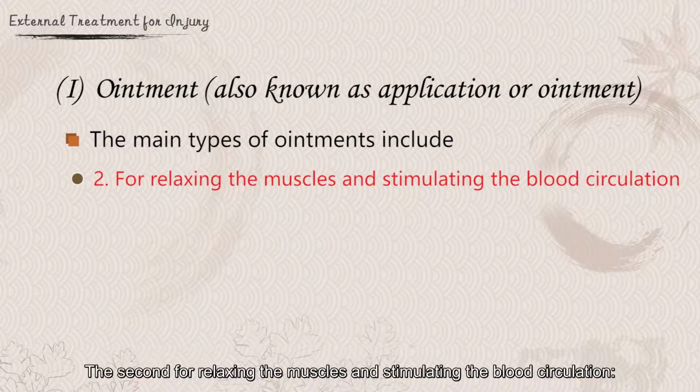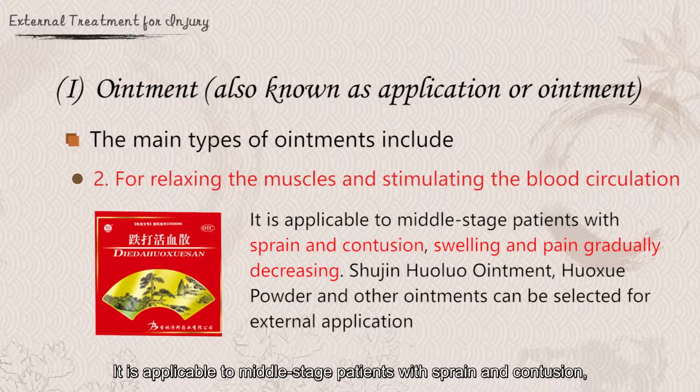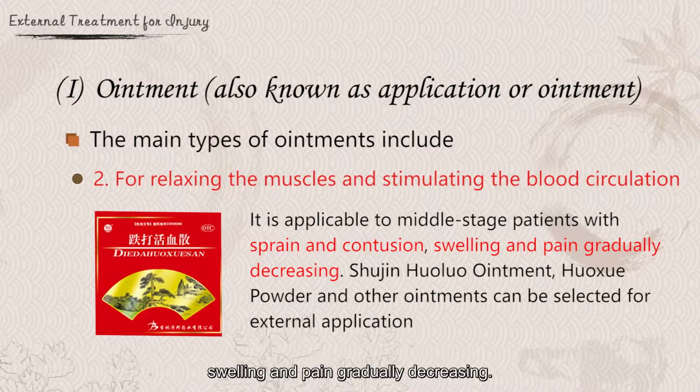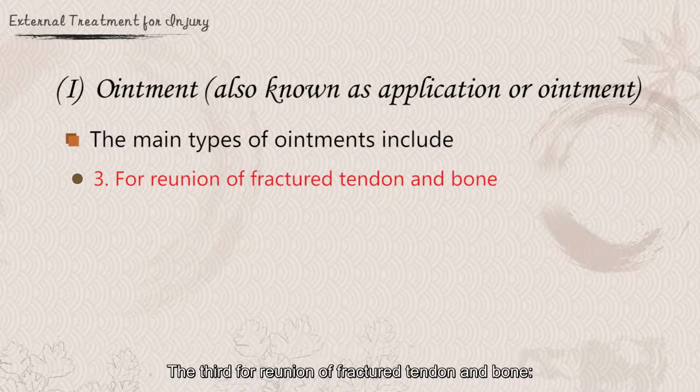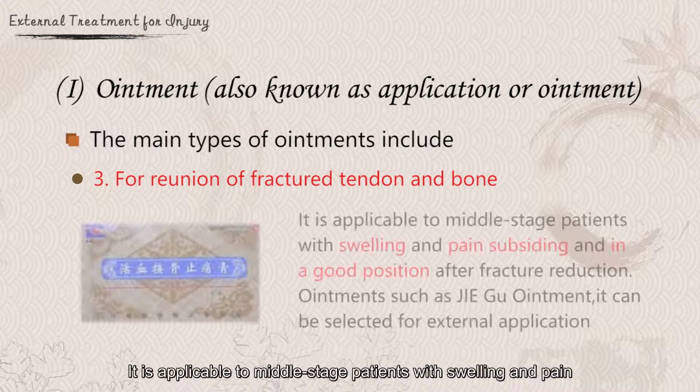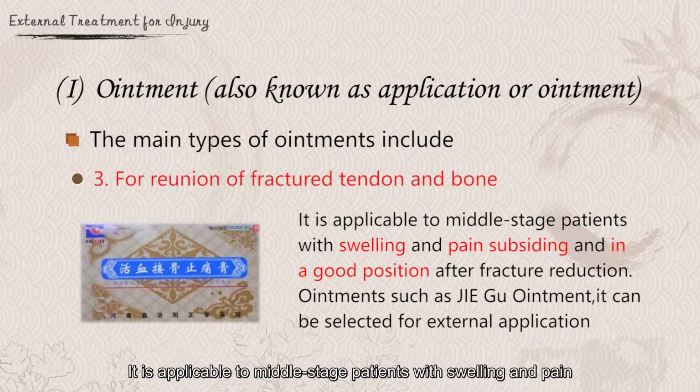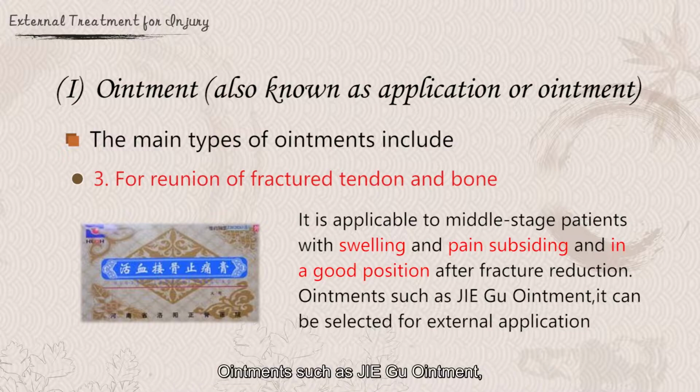The second, for relaxing the muscles and stimulating blood circulation, is applicable to mid-stage patients with sprain and contusion, with swelling and pain gradually decreasing. 舒筋活络 ointment, 活血 powder, and other ointments can be selected for external application. The third, for reunion of fractured tendon and bone. It is applicable to middle-stage patients with swelling and pain subsiding and in a good position after fracture reduction. Ointments such as 接骨 ointment can be selected for external application.